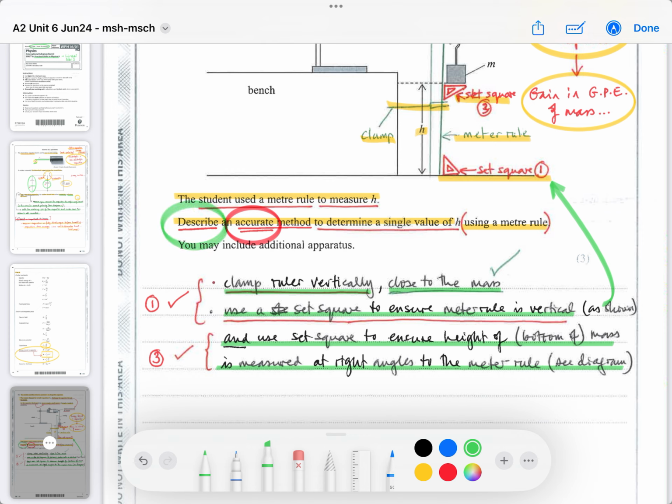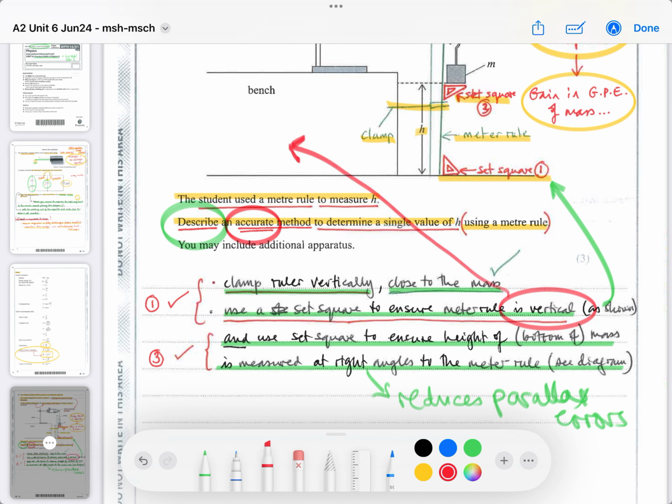If they said explain, then you would need to note that the second set square reduces parallax errors. So this one reduces parallax errors. So I'm now going into teaching you about these things. Make sure you're at right angle to the instrument, and you're making sure that the meter rule is vertical. Otherwise, you'll have a systematic error. So the meter rule needs to be vertical, otherwise it will give you a systematic error.